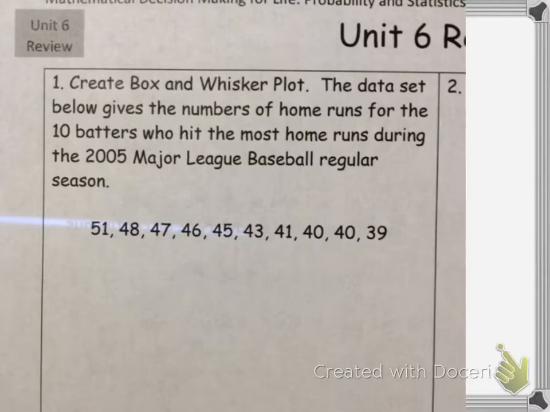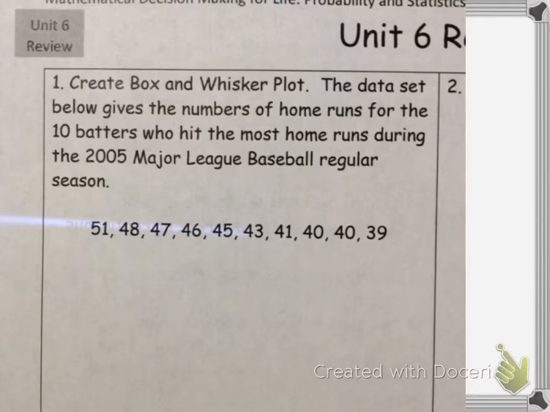So number 1 says, create a box and whisker plot. The data set below gives the numbers of home runs for the 10 batters who hit the most home runs during the 2005 Major League Baseball regular season. So really we don't care about much of that except for the actual numbers that they gave us, and that it asks us to make a box and whisker plot.